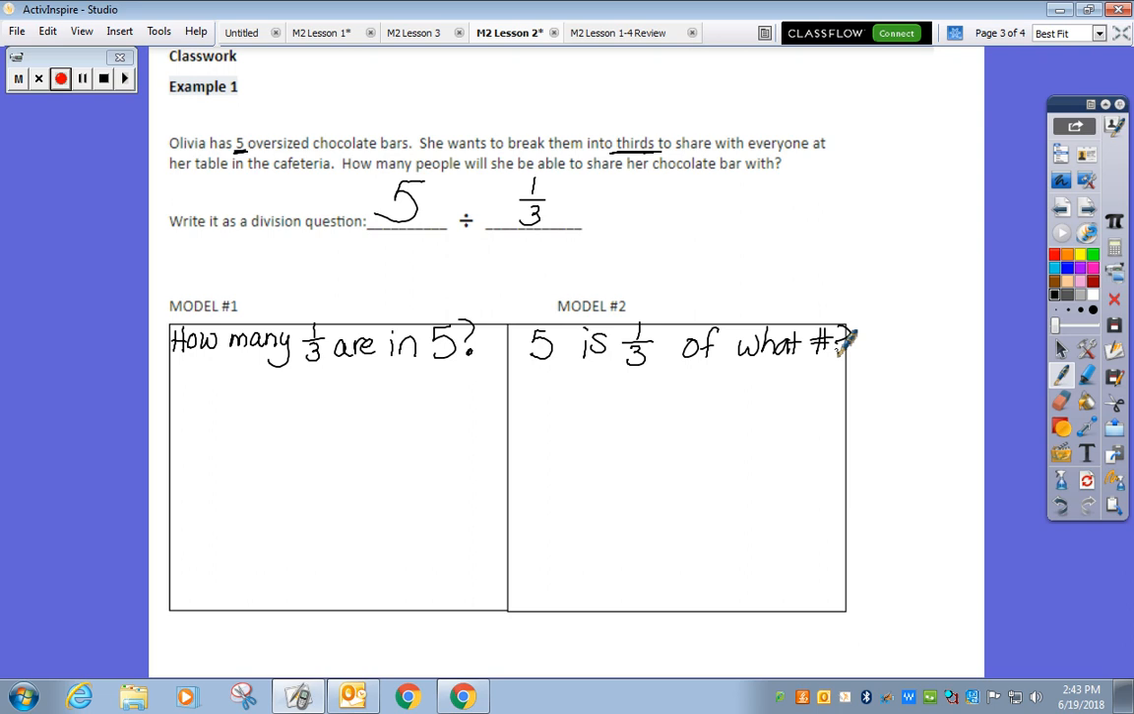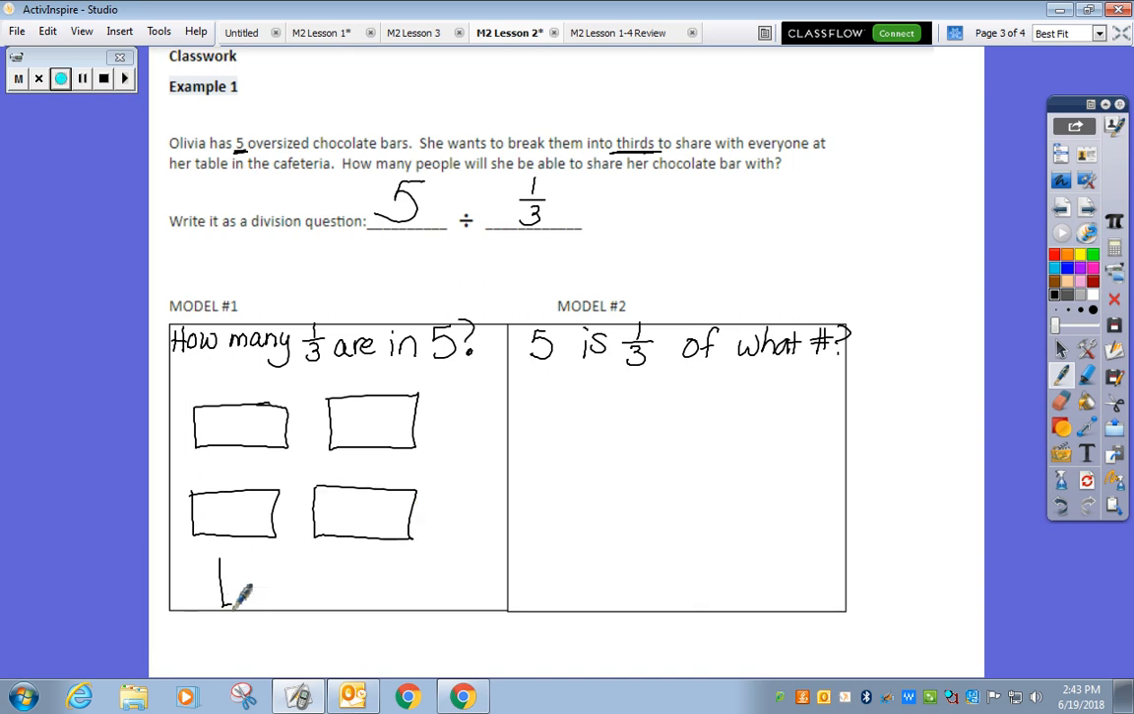So with the first model, if I'm looking to find how many 1/3 are in 5, just like the previous model, I started by drawing the 10. I'm going to start by drawing 5 whole. And I'm just going to draw rectangles. And it doesn't matter how you draw them, just as long as you have 5 rectangles. Now, in order to figure out how many groups of 1/3 are in these 5 whole, I'm going to split the 5 whole into thirds. So 3 equal sections in each one.